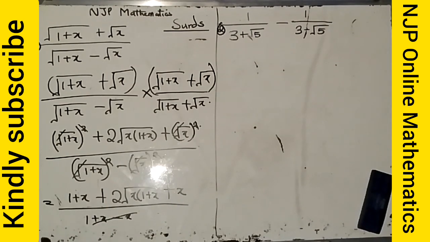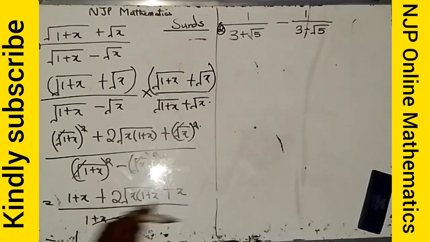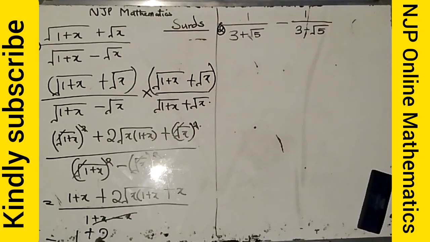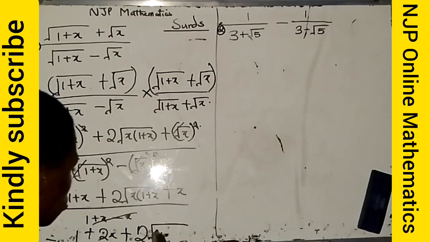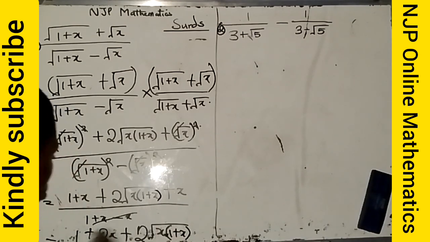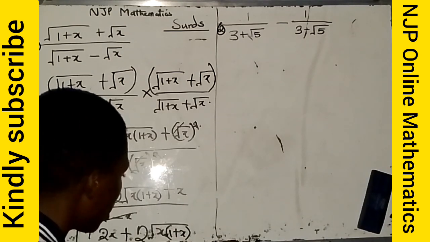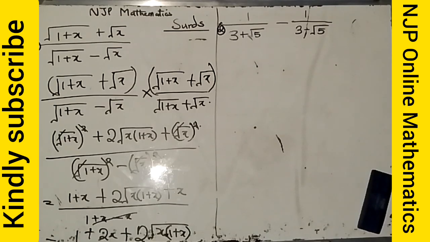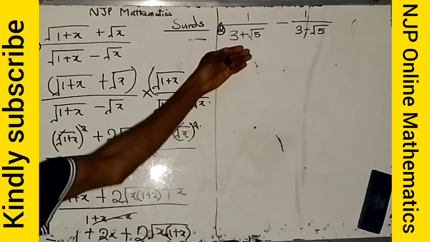So we can now write that this is x plus x gives us 2x, and we bring back the 2 root x into 1 plus x. So this becomes the final answer of this problem. So we can now try to do the same thing here.